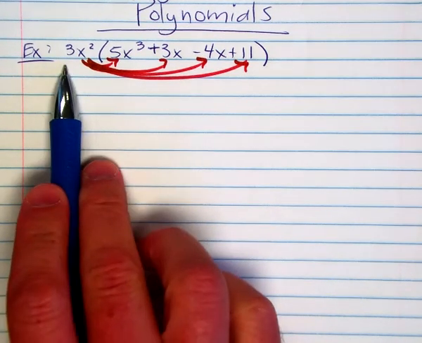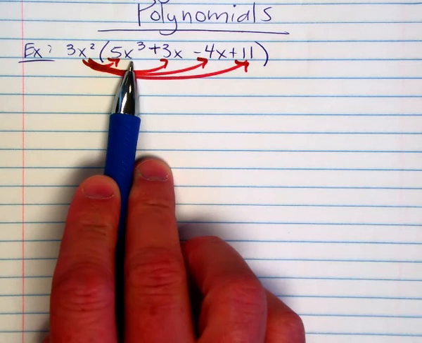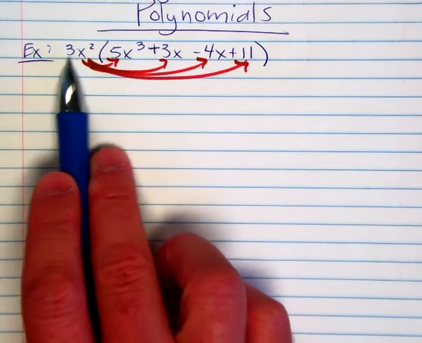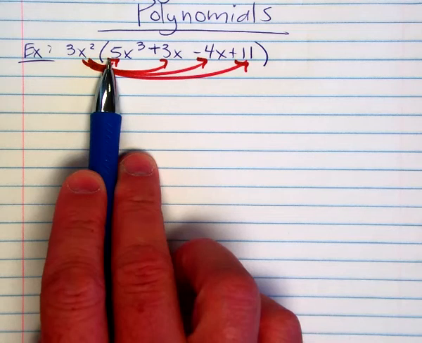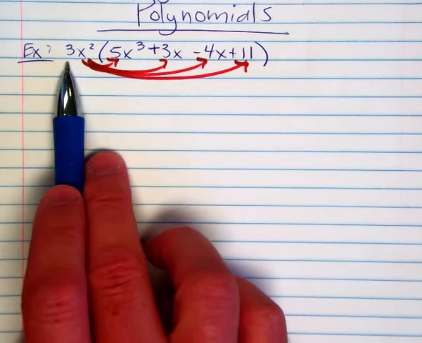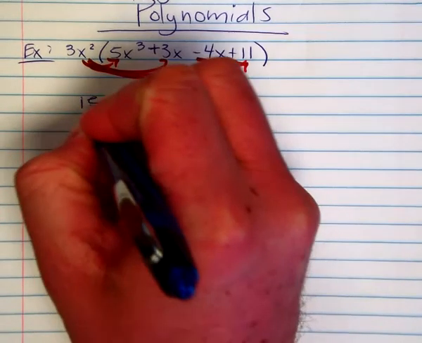If I'm going to multiply 3x squared times 5x to the third, first of all, what do I do with the coefficients, the 3 and the 5? Someone raise your hand and tell me. What am I going to do, Colton? Multiply. I'm going to multiply my coefficients. Let's start with this. 3 times 5 to get me 15.